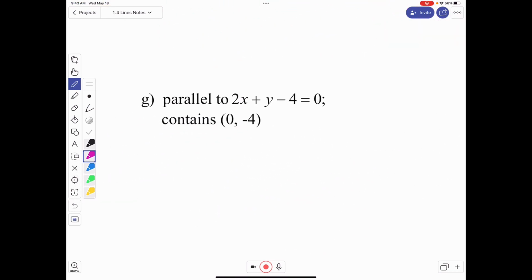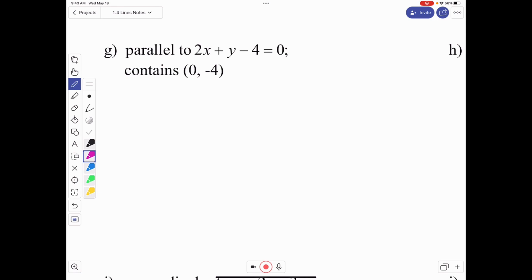All right, for G, now it says parallel to this, 2x plus y minus 4. Now, it's not in slope-intercept form, so I can't just say that my slope is 2. So I need to take this, and I need to put it in a form where I can easily pick out the slope. So if I've got y, and if I move my 4 and my 2x to the other side, it will be negative 2x plus 4. Now it's in slope-intercept form, so now I know that negative 2 is my slope. So be careful when it gives you certain equations.